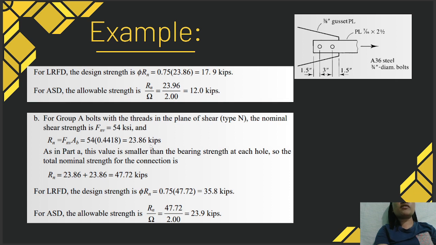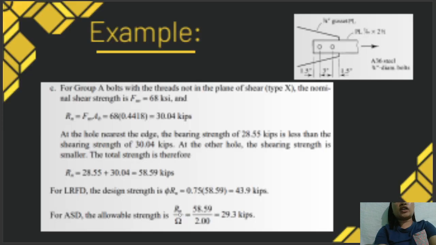Then this 23.86 is still smaller than the bearing strength at each hole. So we add the nominal strength of the two holes of the bolts. So Rn is equal to 47.72 kips. So for LRFD, the same process, phi Rn, which is equal to 0.75 times our solved nominal strength, we have phi Rn for LRFD equals 35.8 kips, and for ASD, we have 23.9 kips.